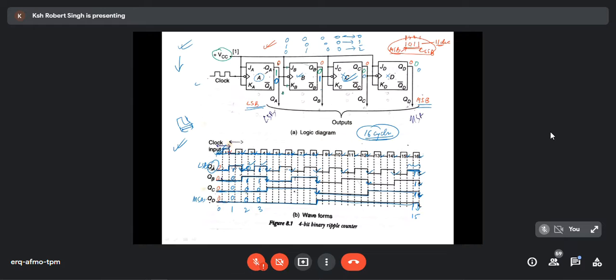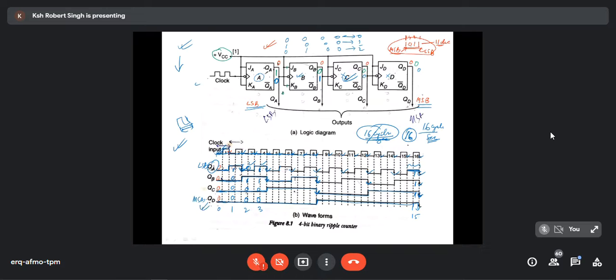So we have 16 cycles. That means the number of cycles is 16 per second. Let's say this is 1 second, for example, from 1 to 16 is 1 second. That means we can say the frequency is 16 cycles per second. The clock frequency is 16 cycles per second, and I'm just assuming that for the sake of simplicity.